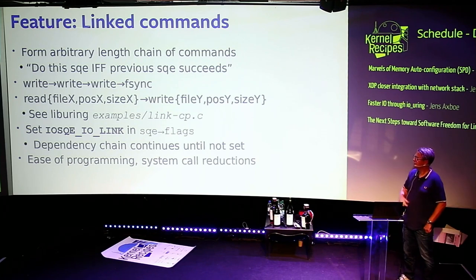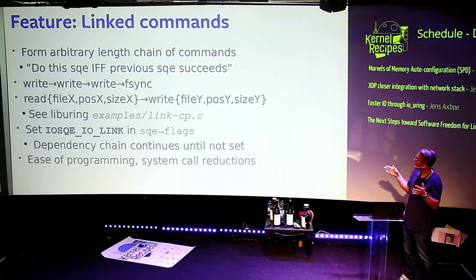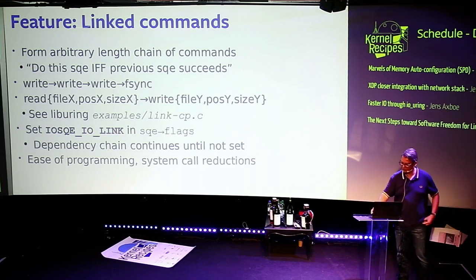Basically, you just set IOSQE_IO_LINK in the SQE, and you can continue setting that to define that chain, and the first SQE that will not have it set when you submit it will define the end of the chain. It's really easy to use, and I think it's a very cool construct, and it's got some very interesting things we can do with it in the future.